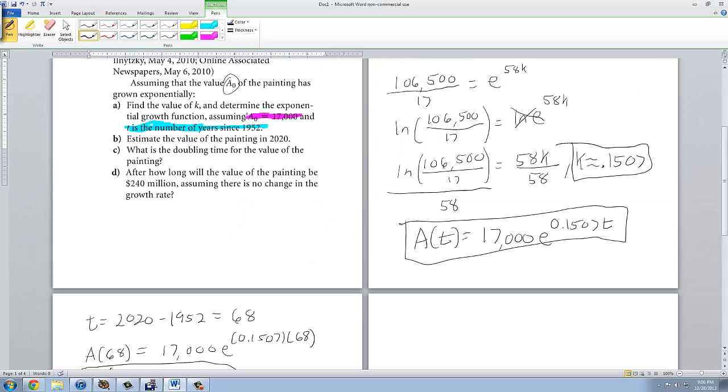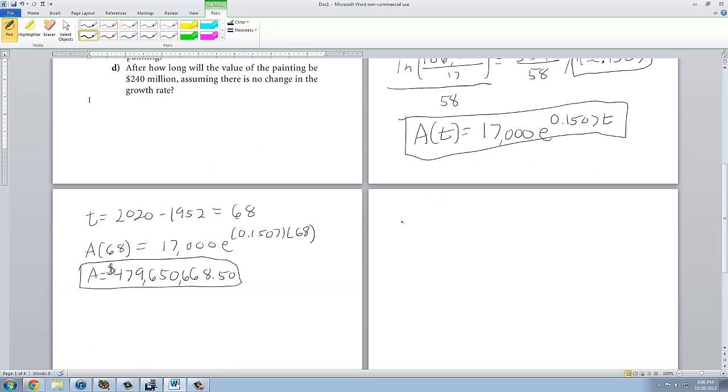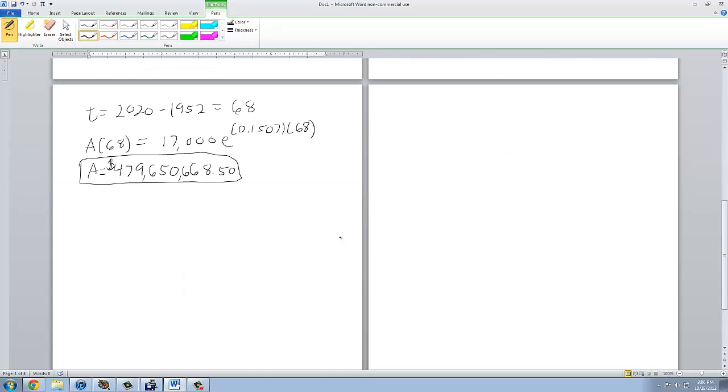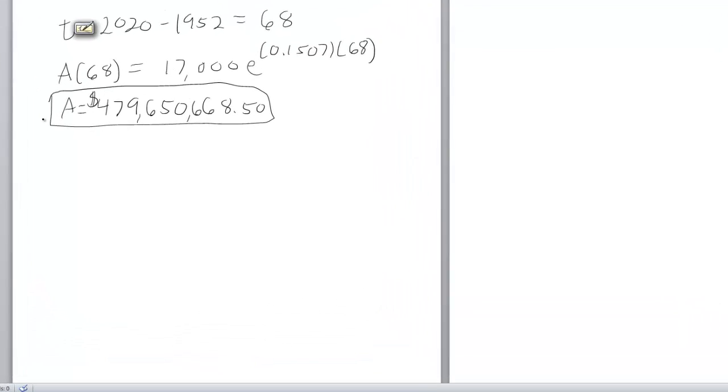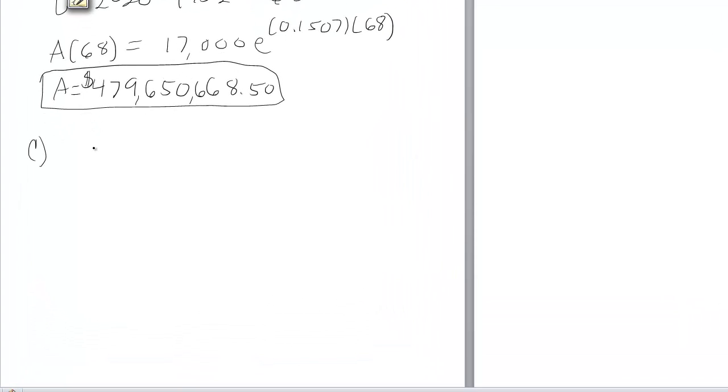Part C says, what is the doubling time for the value of the painting? Well, that's just a formula. It looks complicated, but it's just a formula. Scroll down a little bit more. There we go, the doubling time formula, this is part C. The doubling time formula is t equals the natural log of 2 divided by k. So in this case, it's the natural log of 2 divided by k, which is 0.1507. And this is going to give us our doubling time.